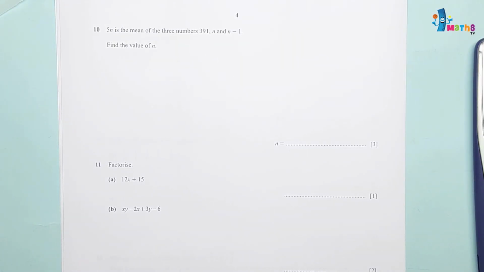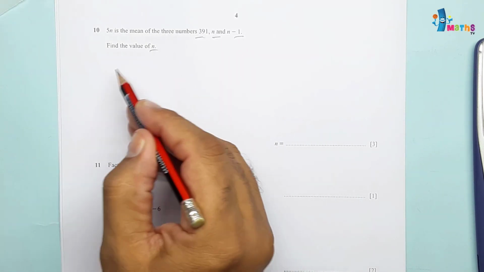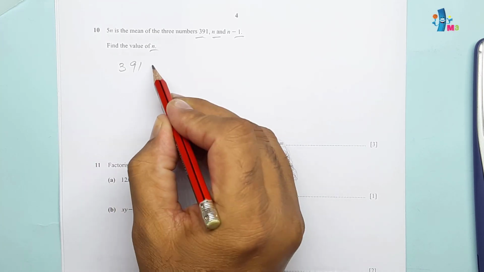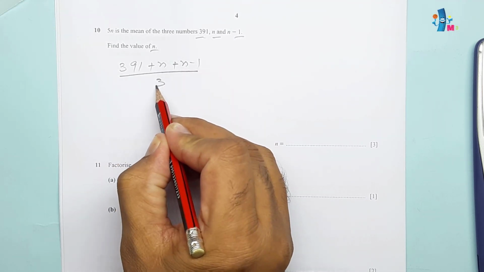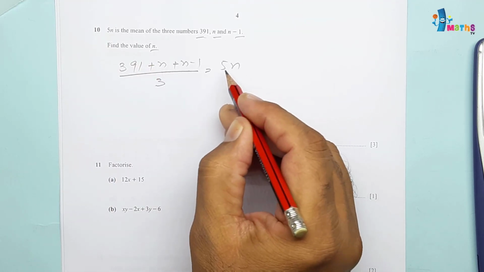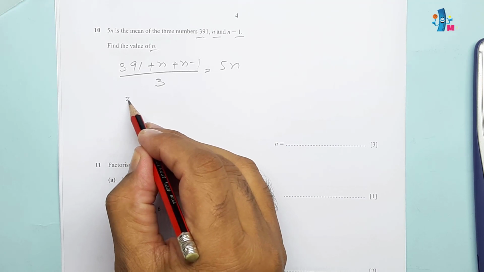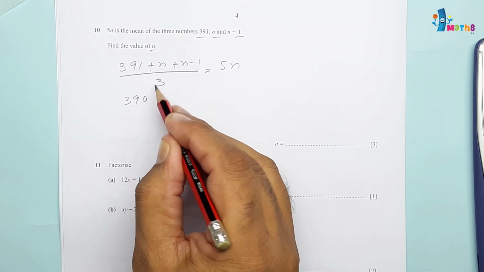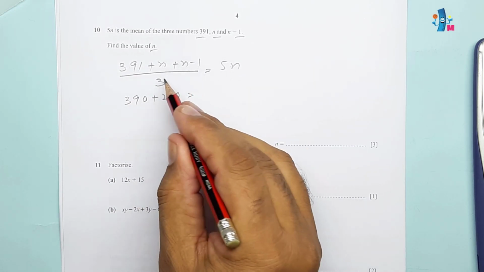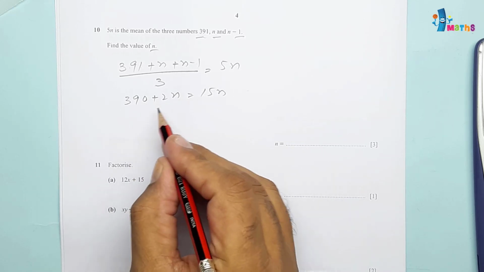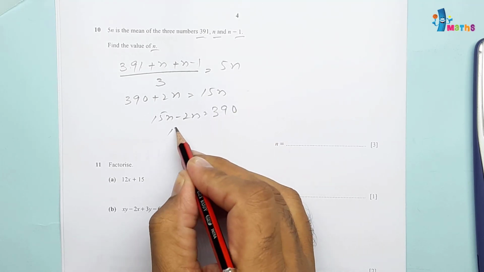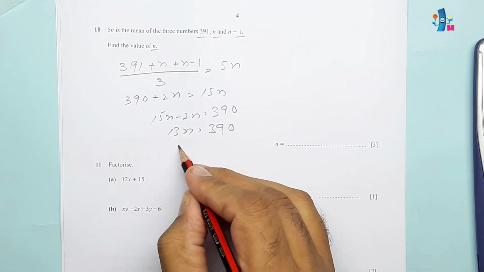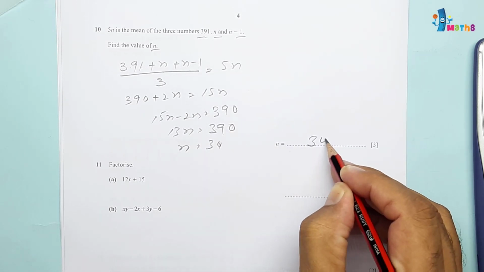Question number 10. 5n is the mean of 3 numbers, and the numbers are given. Find n. So for the mean, we add them, and we have added all these numbers and divide it by 3, and this will be equal to 5n. So we can write this equation and cross multiply. So this will be 391 minus 1, 390, plus 2n is equal to 5n into 3, which will be 15n, and we can shift everything to the other side. So 15n minus 2n is equal to 390. It means 13n is equal to 390 and n is equal to 30. So our answer will be 30.